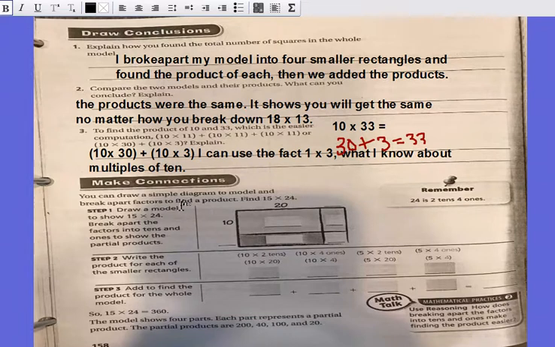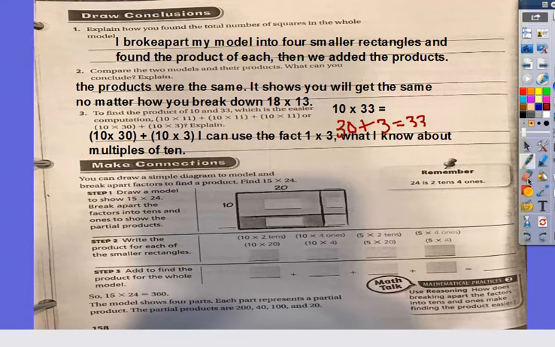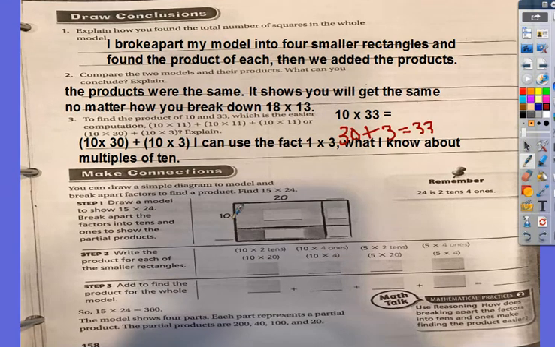You can draw a simple diagram to model and break apart factors to find a product. So they want you to find 15 times 24. So before, remember when I talked about we were adding these numbers to get to one of our factors here? So we're going to do the same thing. Draw a model to show 15 times 24. Break apart the factors into 10s and 1s to show the partial products.